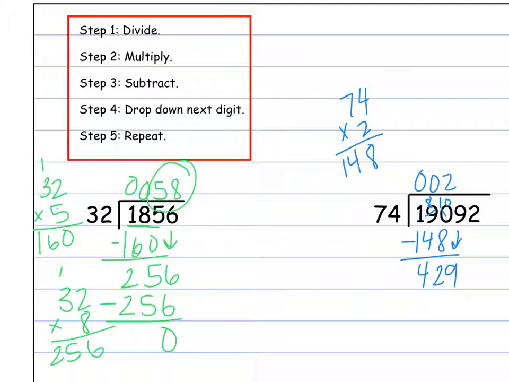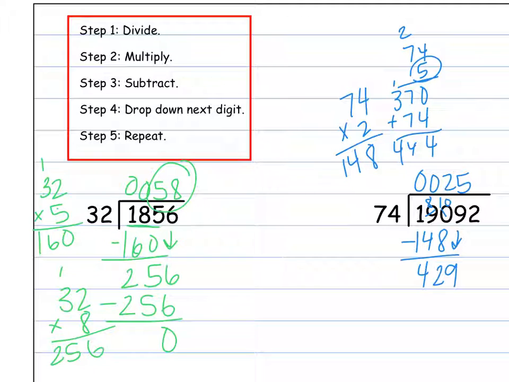So we go back up to the top. 74 into 429. I'm going to try 5 times. 5 times 4 is 20. 5 times 7 is 35, plus 2 is 37. So I'm not quite to 429. I'm going to add another 74 and see if that is closer. 7 plus 7, 14. So now I'm over, so our answer here would be 5.